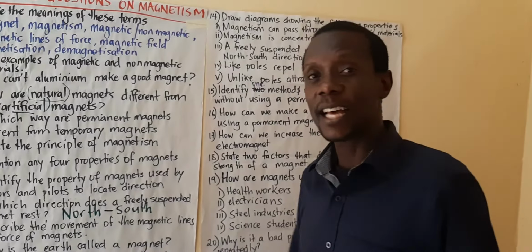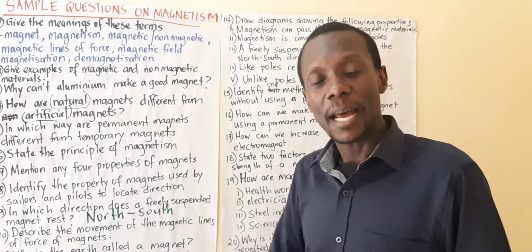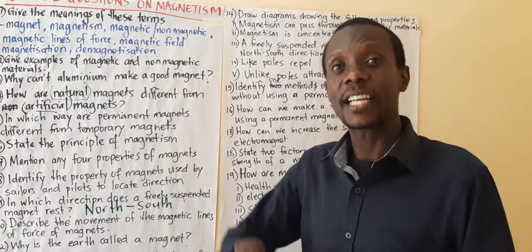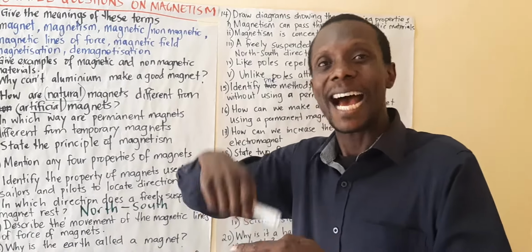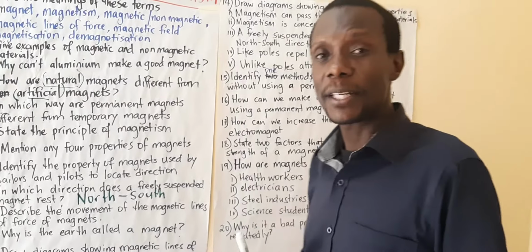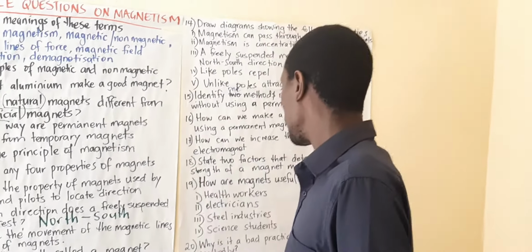Then the second factor is the number of turns on the solenoid. So in case we cannot increase the voltage, you make sure that your solenoid has as many turns as possible. So by point number 2, to increase, you have to increase the number of turns on the solenoid.